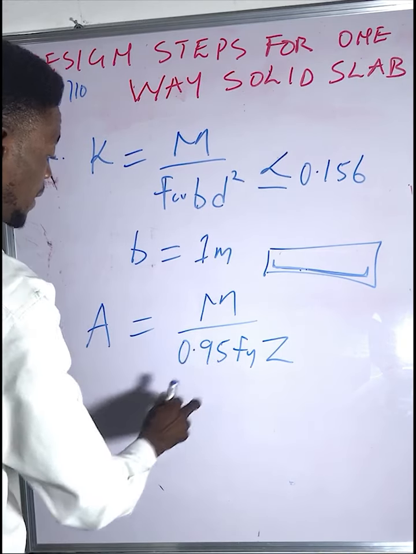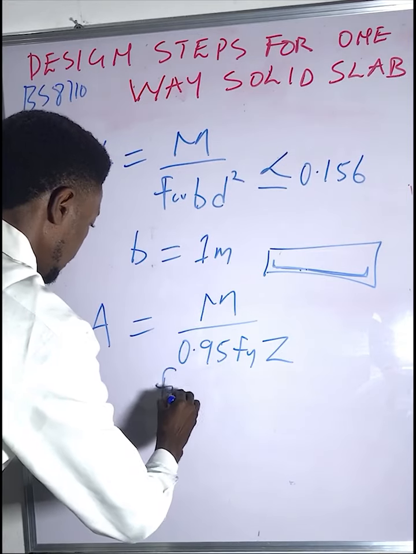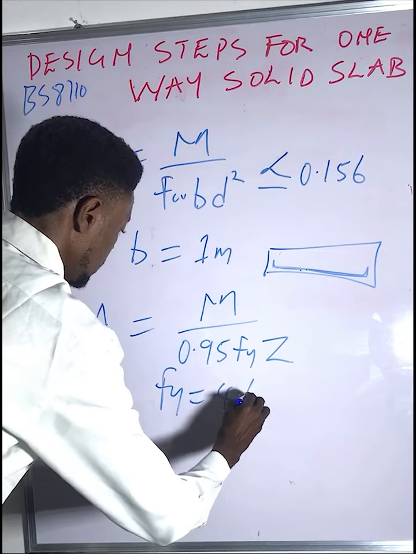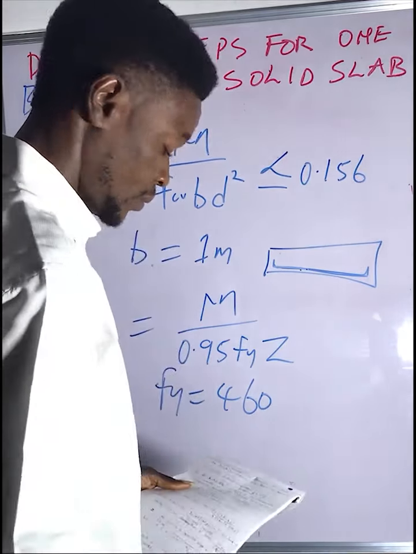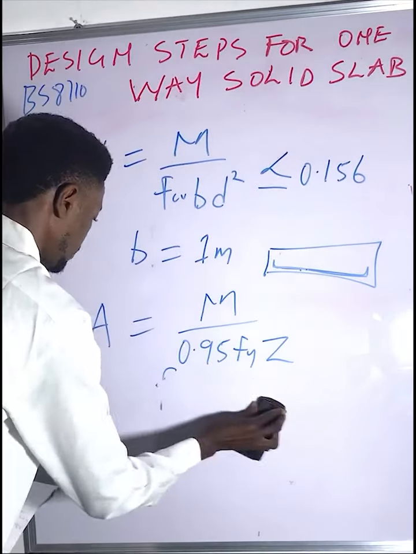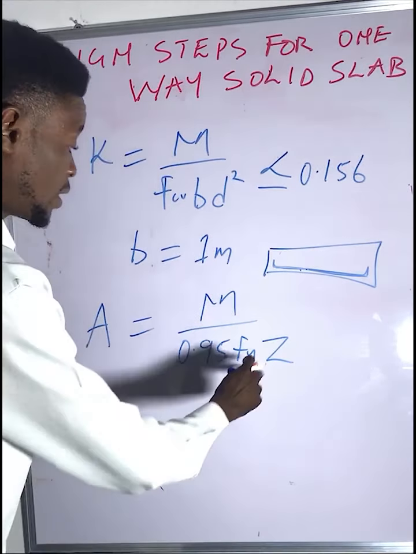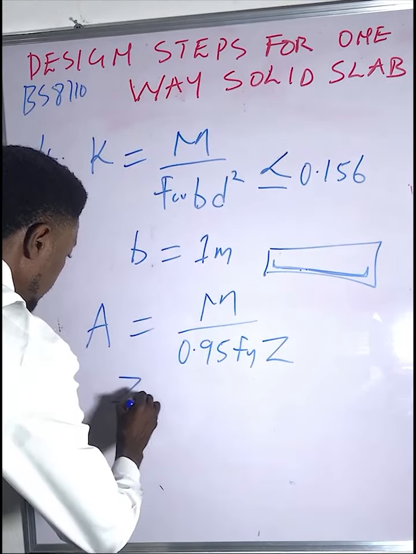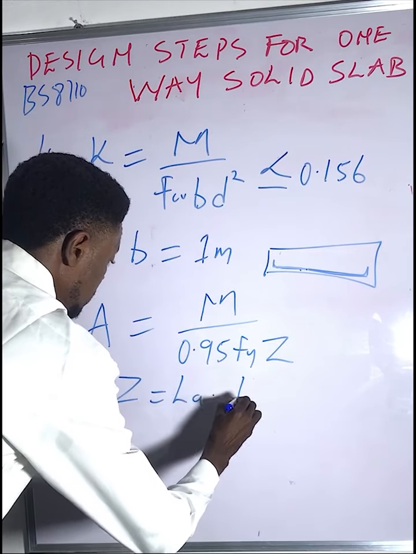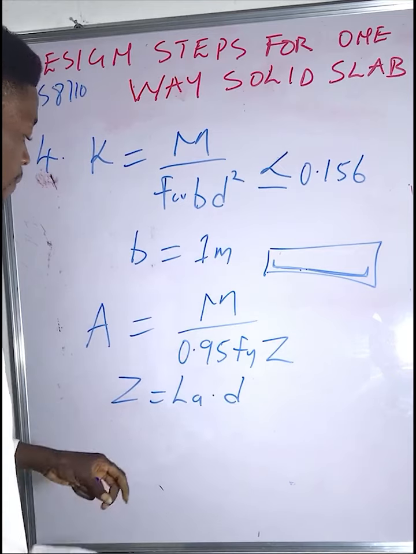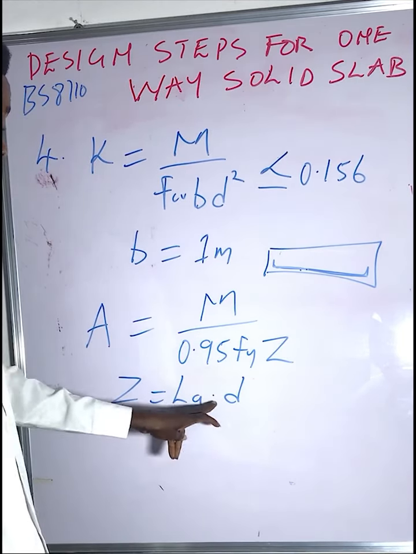0.95 multiplied by the characteristic strength of steel. You can take Fy as 460. Then to get your Z, lever arm times depth. Your Z is LA times D.